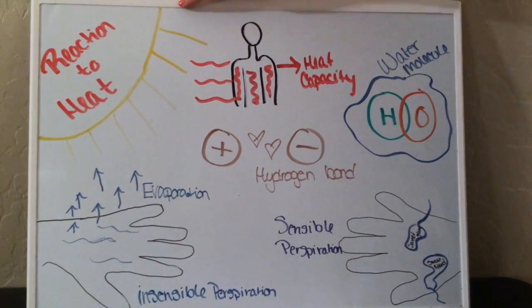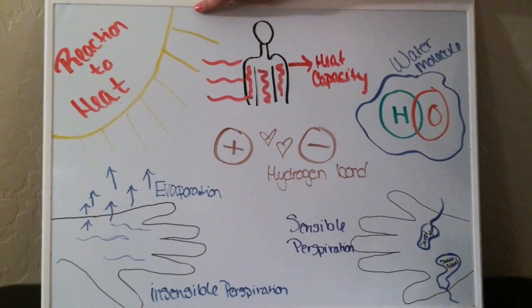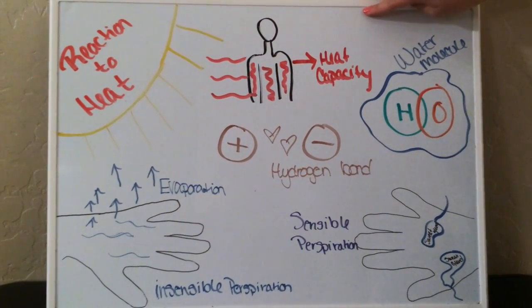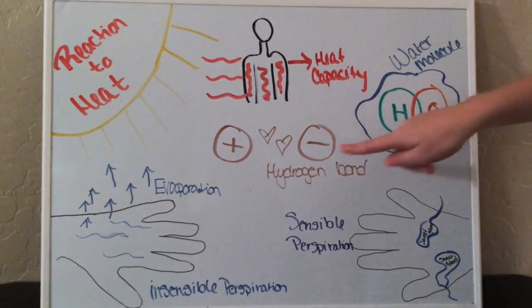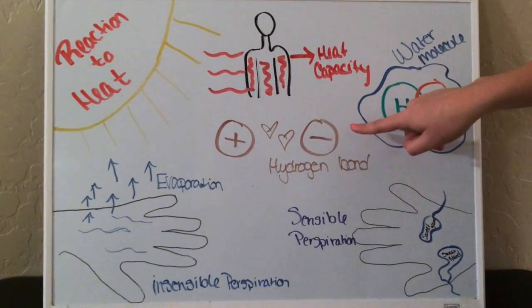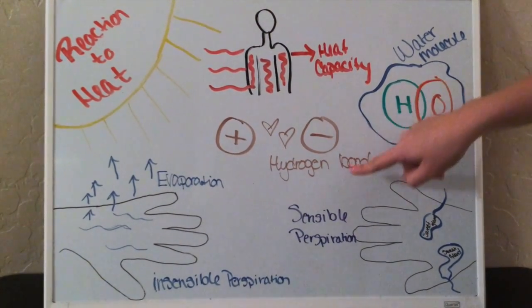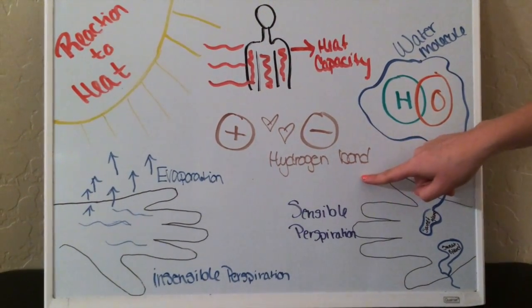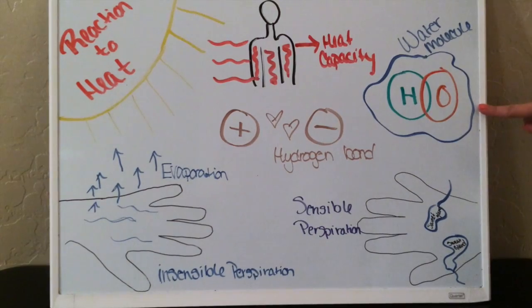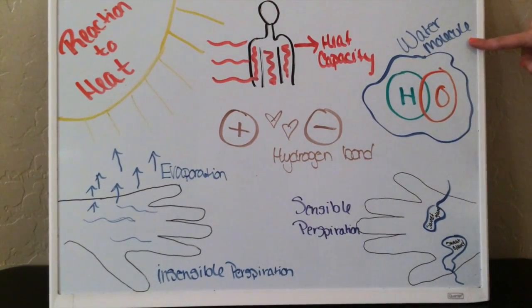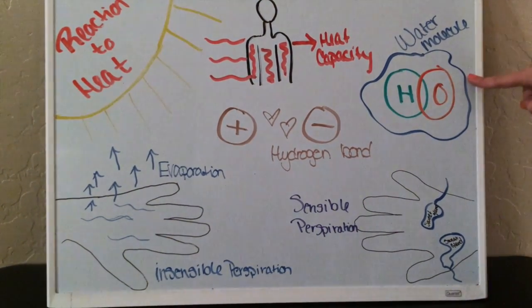The body has many reactions to heat. The body's way to absorb heat is known as heat capacity, where the attraction of positive and negative bonds on atoms occurs and creates a hydrogen bond. Then a hydrogen and oxygen atom combine and make a water molecule, which then are excreted by sweat.